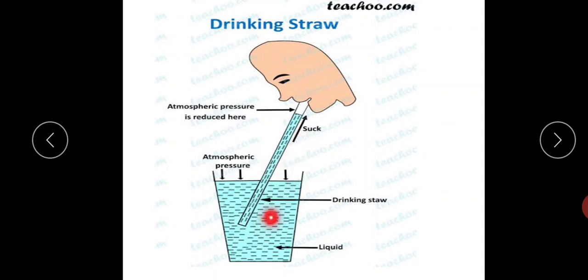Whenever you dip the straw into the glass, what happens? When you start sucking it, the atmospheric pressure inside the straw gets reduced. You can see that when you first immerse the straw, it is a bit broad, and when you start sucking, it tends to become a bit narrow. So by observation also you can understand this application.